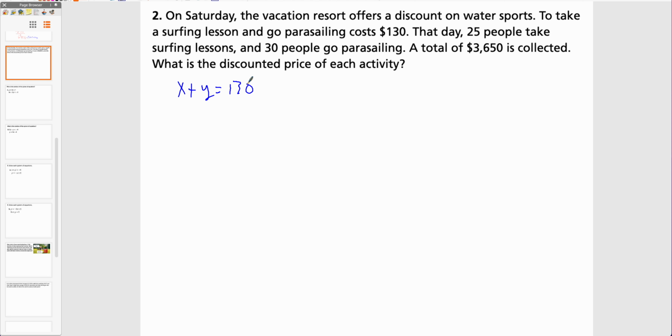And then 25 people. Y is parasailing, X is surfing. So 25X plus 30Y equals 3,650. Same thing, so we could do minus Y here, right? So X is 130 minus Y. 25 times (130 minus Y) plus 30Y equals 3,650.